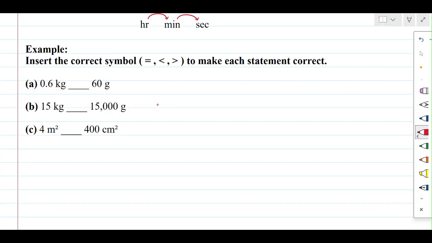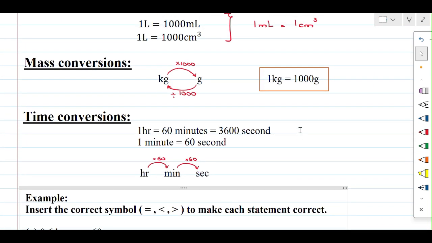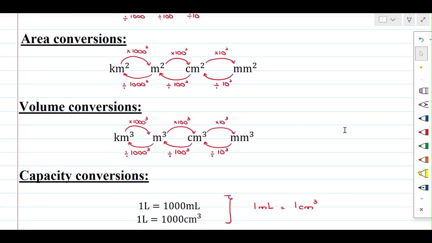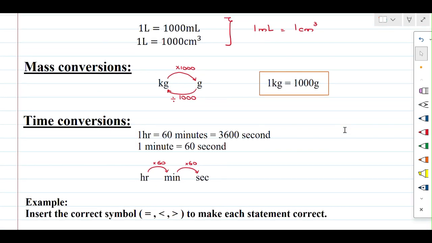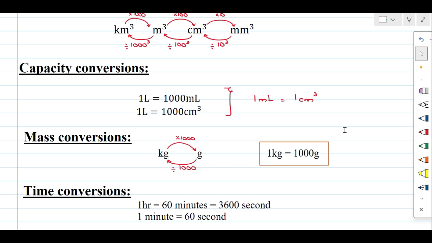All right, let's do an exam style question related to conversion. Insert the correct symbol, equals, less, or greater, to make each statement correct. Now the first statement is 0.6 kilograms and 60 grams. Now the units you can see, this is kilograms and this is grams. Okay, now kilograms to grams, we have to make the same units. Kilogram is a mass unit. Kilogram is converted to gram by multiplying by 1000.